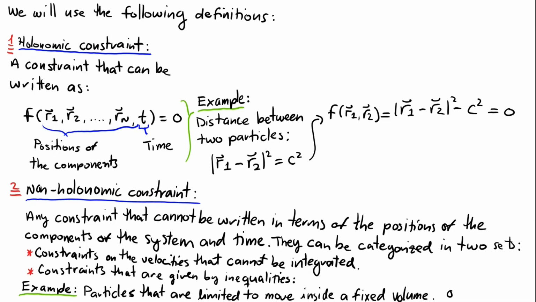In one dimension, for example, this would be written as the inequality 0 is less than x, that is less than L, where x is the position of the particle, and 0 and L are the positions of the walls of the container. In our case, we will focus on the holonomic constraints. Important, from this point onwards, I will refer to holonomic constraints as constraints. If I want to refer to other types of constraints, I will call them by their proper name.